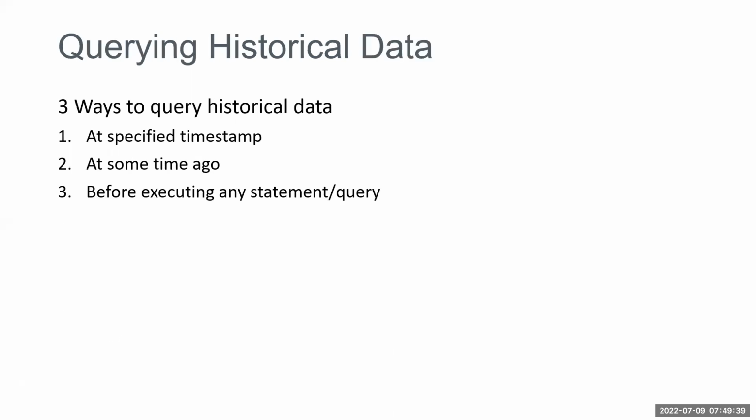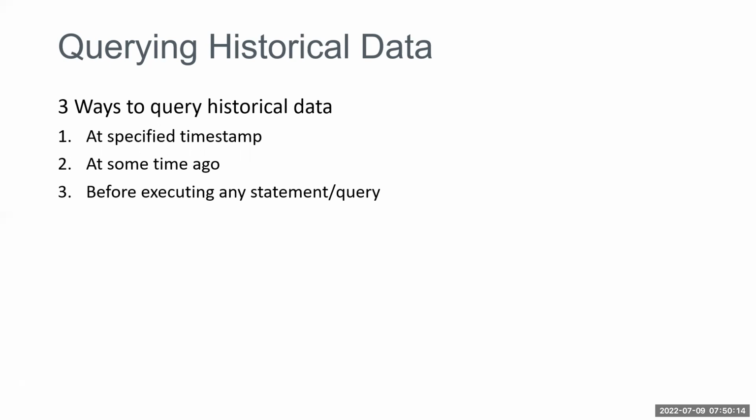And so, how to query the historical data? As I said, we can query the deleted data, updated data, or a previous copy of data. We can easily query it, but how? There are three ways to query historical data. One is at a specified timestamp. Suppose today's date is 7th July. If I want to get a copy of the table as of 5th July, I can easily get the data by just mentioning the timestamp.